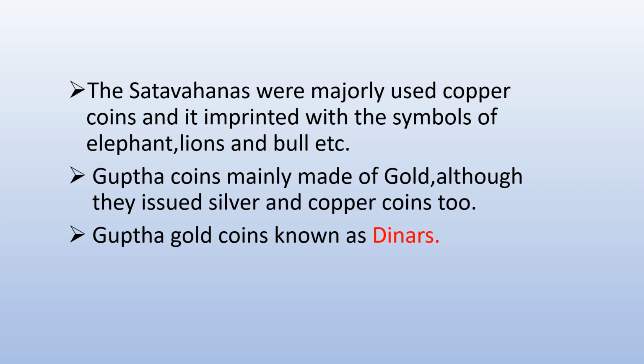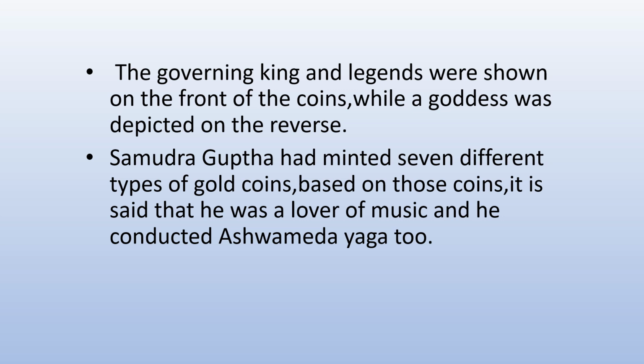Gupta coins were mainly made of gold, although they issued silver and copper coins too. The Guptas called their coins dinaras. The reigning king and legend were shown on the front of the coins, while a goddess was depicted on the reverse. Samudragupta minted 7 different types of gold coins. Based on those coins, it is said that he was a lover of music and he conducted the Ashwamedha Yaga too.